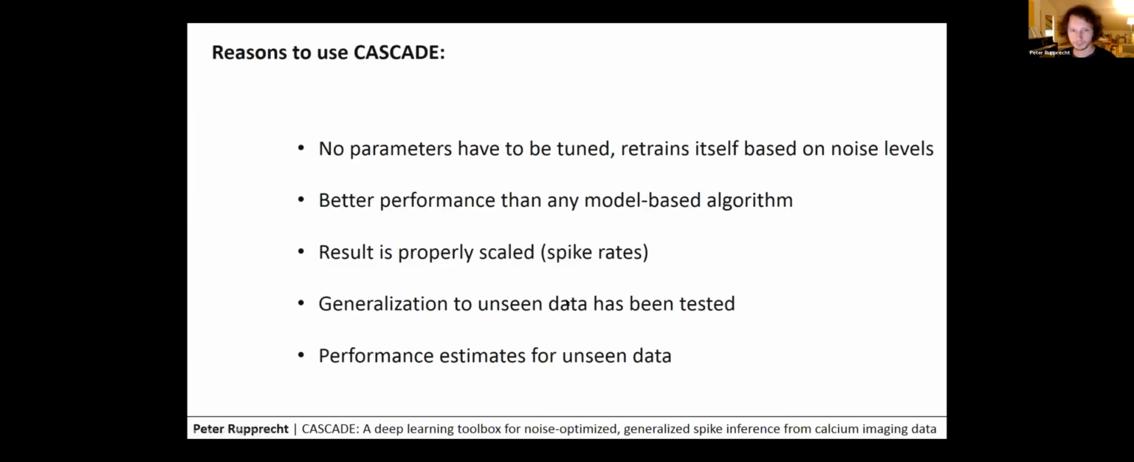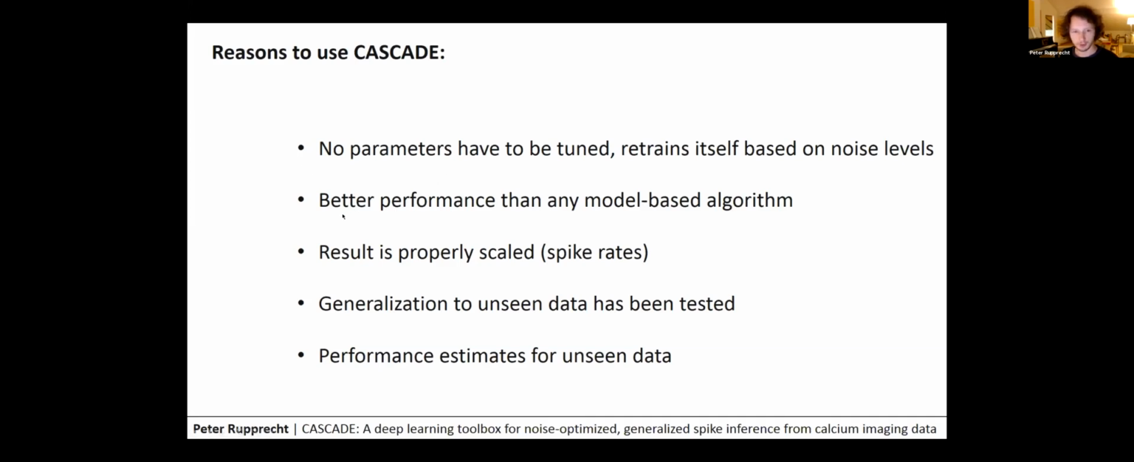And for the rest, I will just summarize some key aspects of our algorithm. So first of all, the network is able to retrain itself based on noise levels, which it detects automatically. There are no parameters which have to be tuned because it's a universal model which works for all of the investigated data sets, with some caveats, of course.